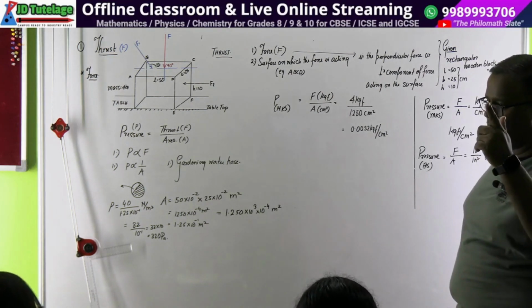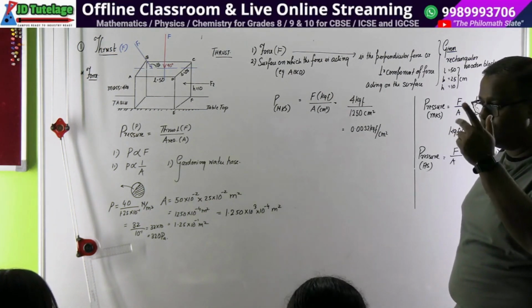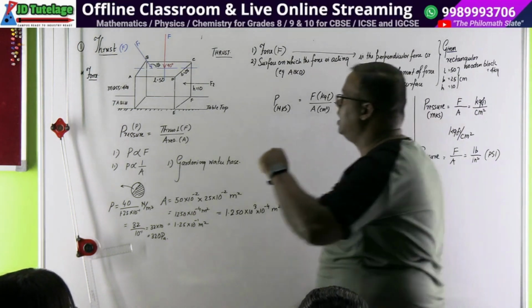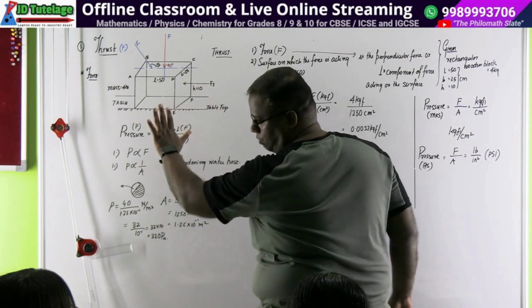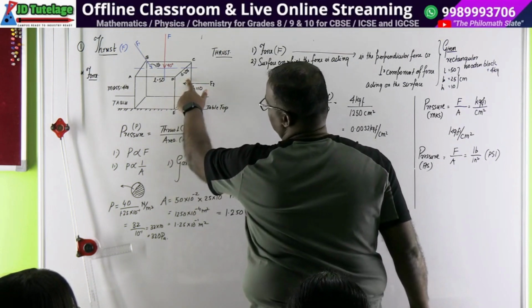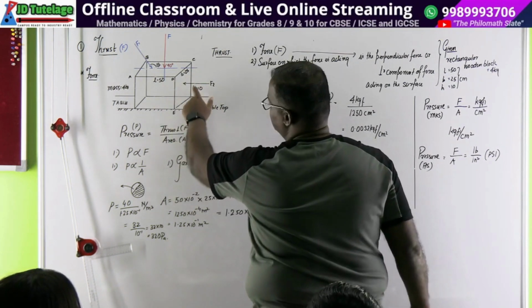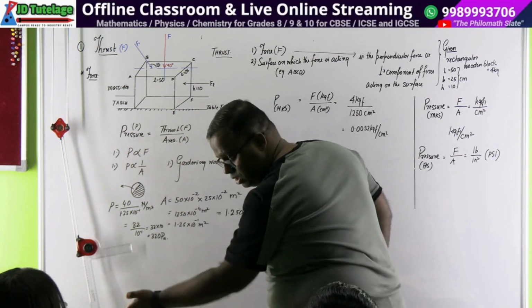The force remains the same. So if the area goes up, the pressure should go down. So let's see the area in this case. Area in this case will be 25 into 10 is 250. And in this case, it is how much? 1250. So in this case, the area reduces. The pressure should go up.